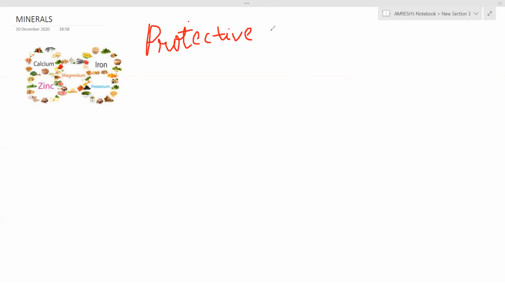So protective foods. What is happening to this? Protective foods. So these minerals in a body are, you write, iron, magnesium, calcium, iodine also you can add. So you write this: iron, calcium, magnesium, zinc. These all are the important minerals that our body needs.